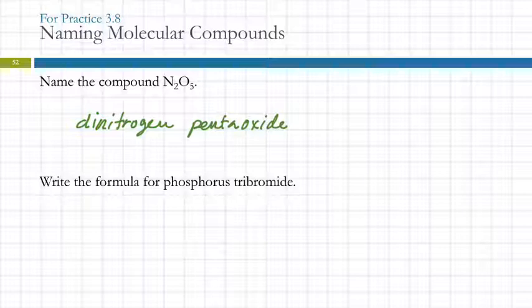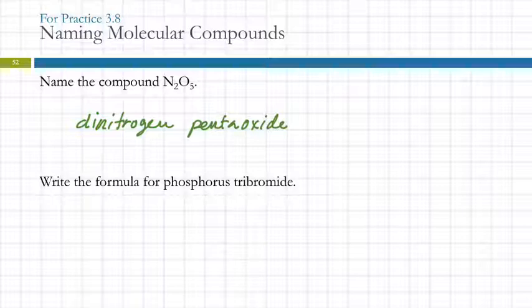Dinitrogen pentoxide. I got the oxide because this is oxygen, and we changed the ending of the name. You might wonder, well, why do you need to do that? Well, because they decided. And so then I like to make up reasons. There might not be any better reason than they decided that's how we're going to do it. So then we just have to do it.